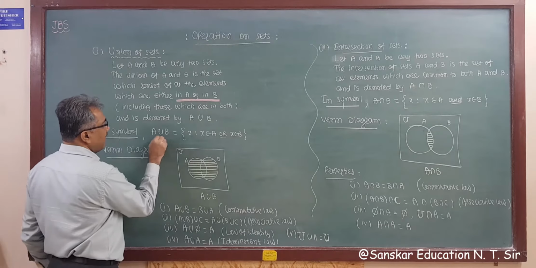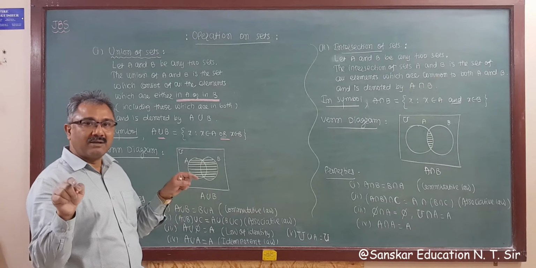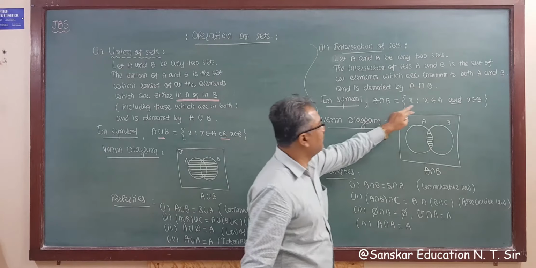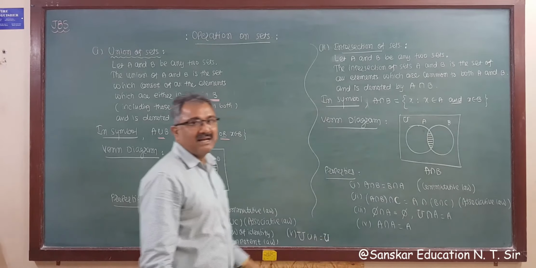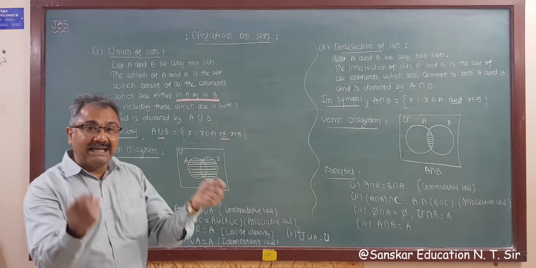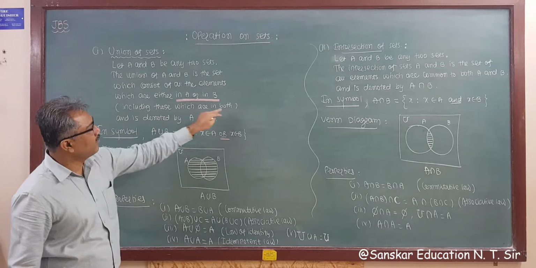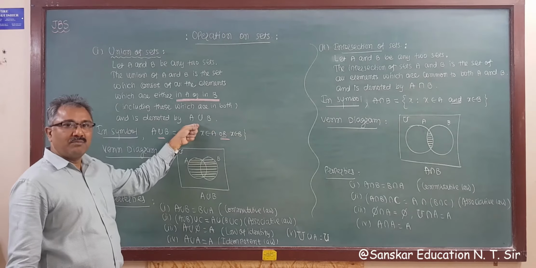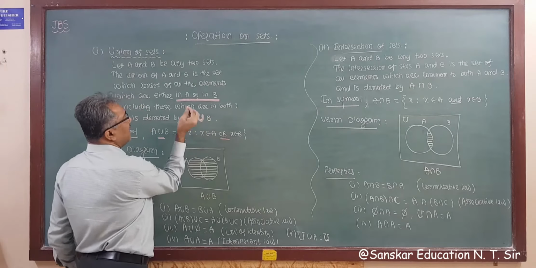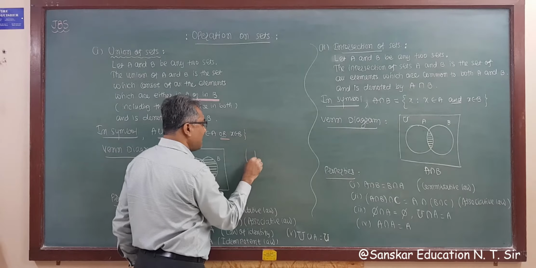Either in A or B, here "or" means union. See here also, A union B is equal to A or B, right? So "or" means union, and also note down that intersection means "and". Intersection means "and", right? So either in A or in B or in both, including both, is denoted by A union B. This symbol is very well known and familiar to you.